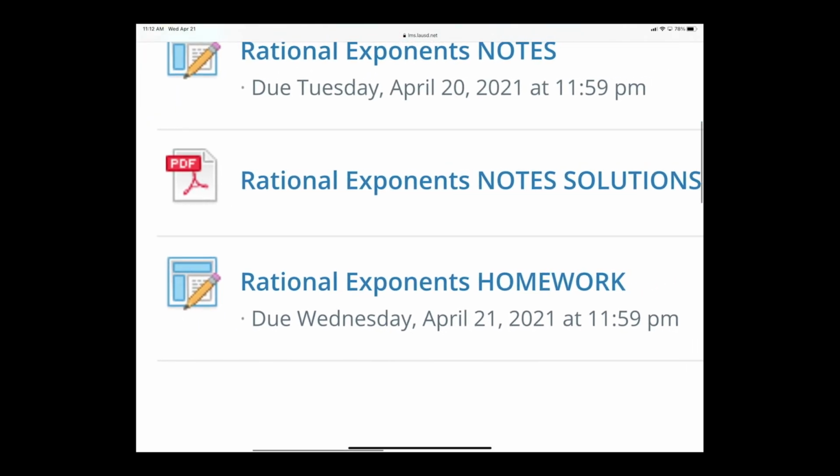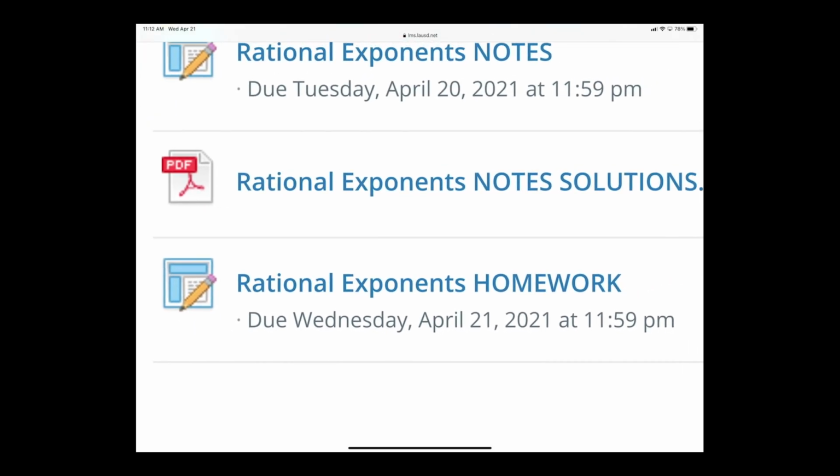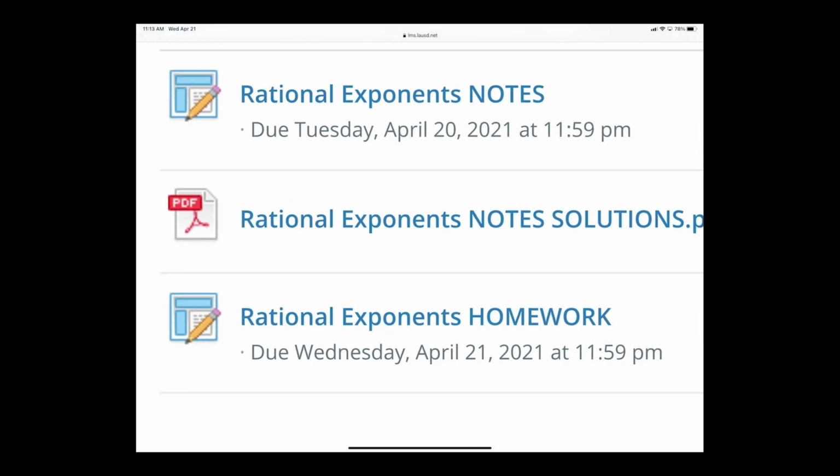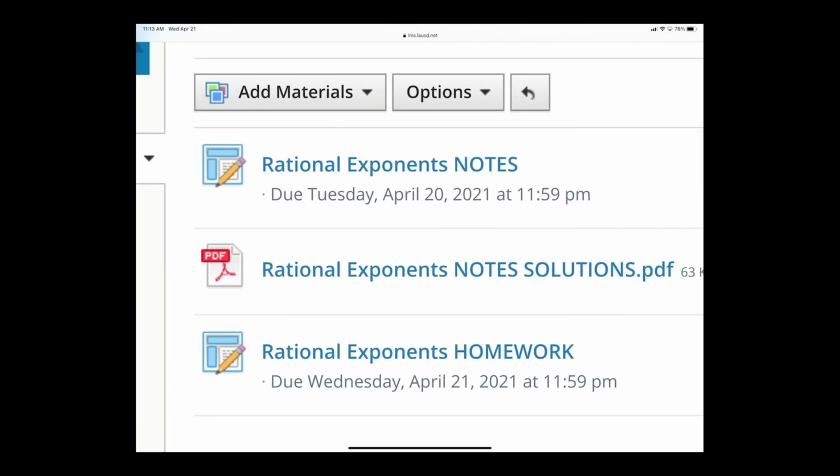And then we got the homework. It says it's due Wednesday, which is today. It's not going to be due Wednesday. I'll probably have everything due on Monday, like I told you the other day. You're going to have 2 homeworks this week. You're going to have this homework, and then you're going to have the radical equations homework, which is what we're going to start tomorrow. So this rational exponents is a very simple lesson.